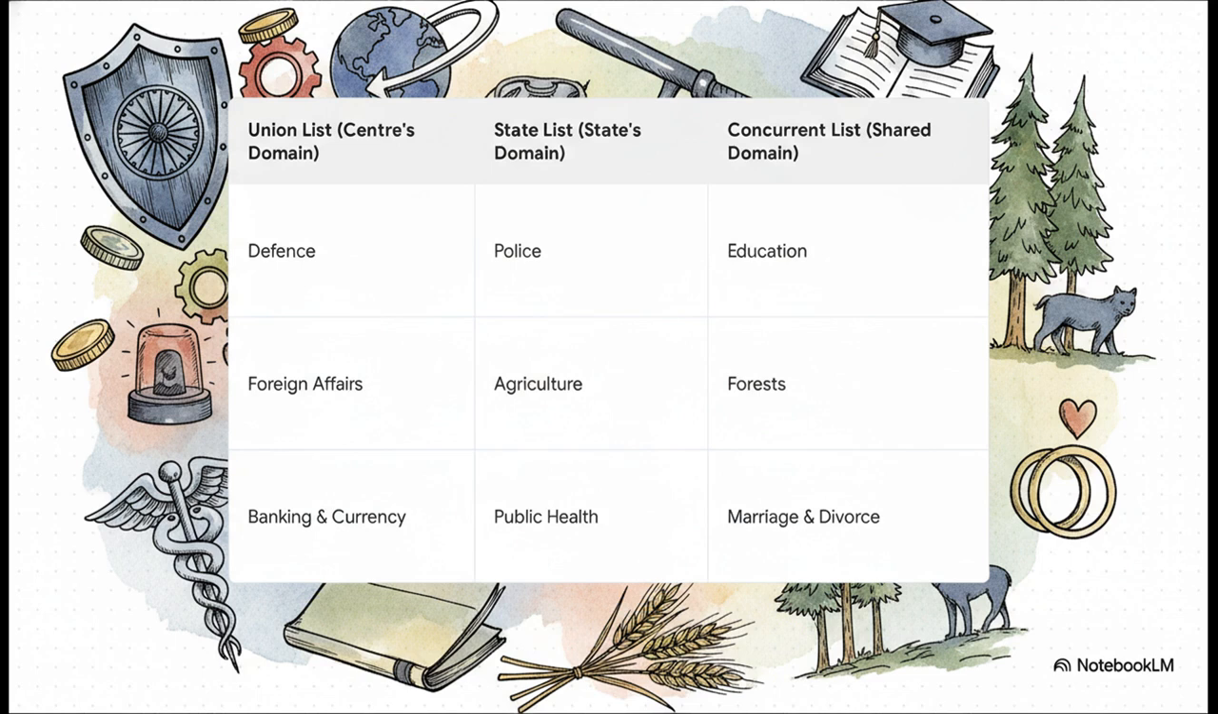And finally, there's the concurrent list. This is the ours pile. It's got things like education and forests, where both the center and the states can make laws.